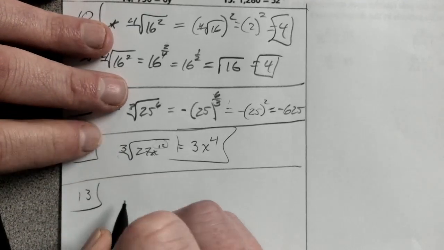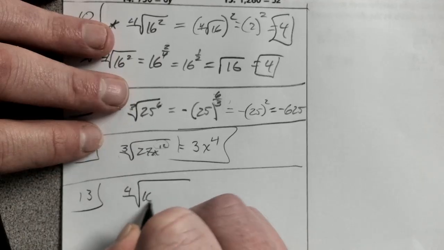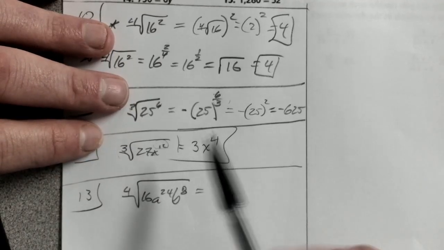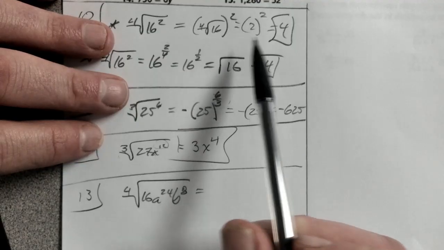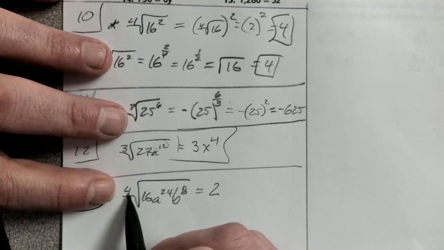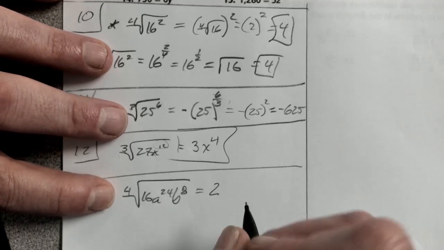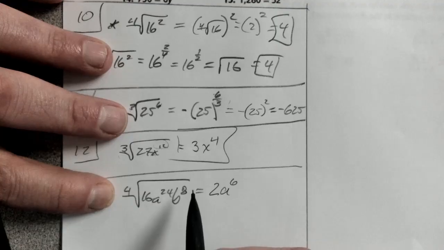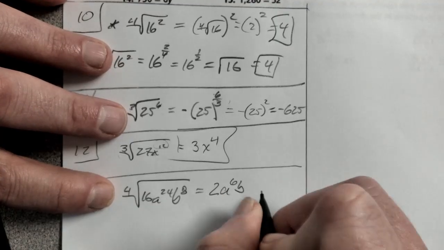Problem 13. We have the fourth root of 16 a to the 24th b to the 8th. Good news. We already know the fourth root of 16. She is a 2. A to the 24th. So the fourth root of a to the 24th. 24 divided by 4, I believe, is 6. So we get a to the 6th. 8 divided by 4 is 2, so we end up with b squared.